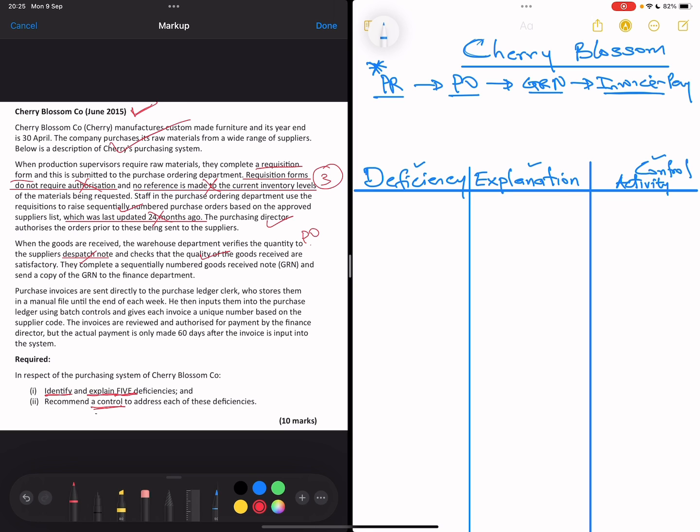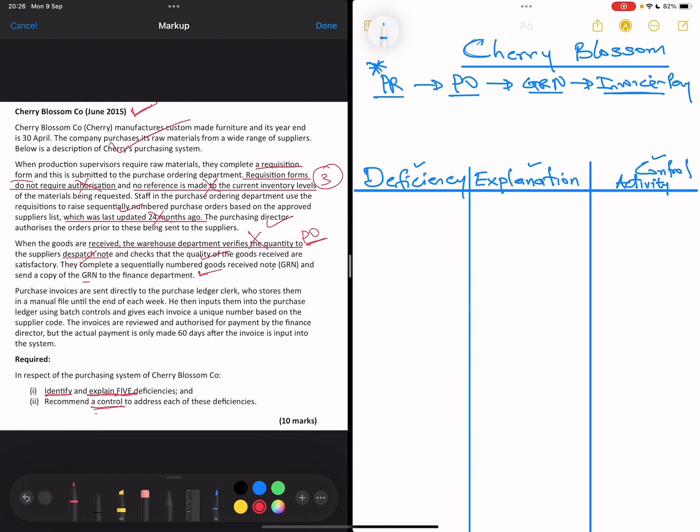But for them, it's actually the PO that is most important, because you want to be sure that what they are delivering, which is what they have received, is the same as what you have ordered. And what you have ordered is on the PO. So they don't do that. That's a deficiency. Okay, they complete a sequentially numbered goods receipt note and send a copy of the GRN to finance, which is good.